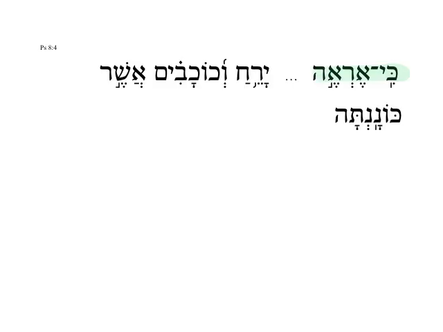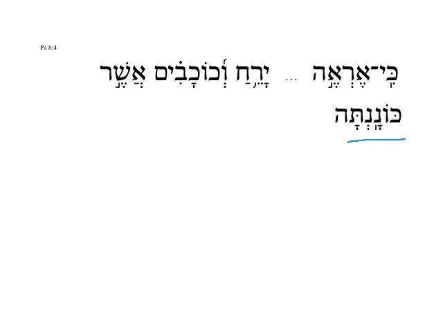Ki ereh yareach v'chochavim asher konanta. When, so ki in the temporal sense of when I look or I see the moon and the stars which you have established.